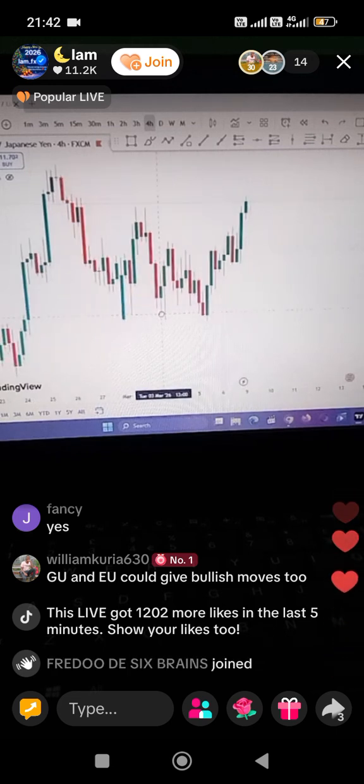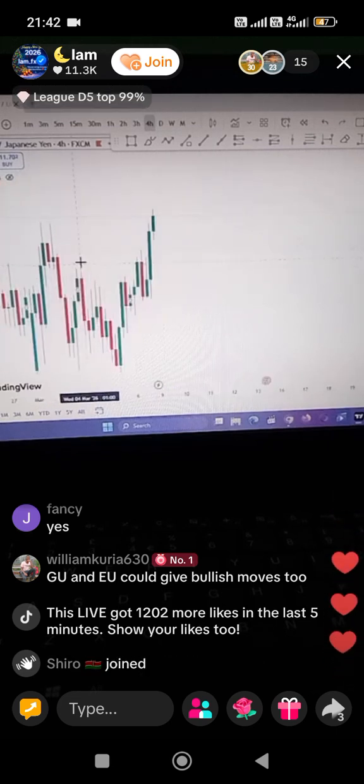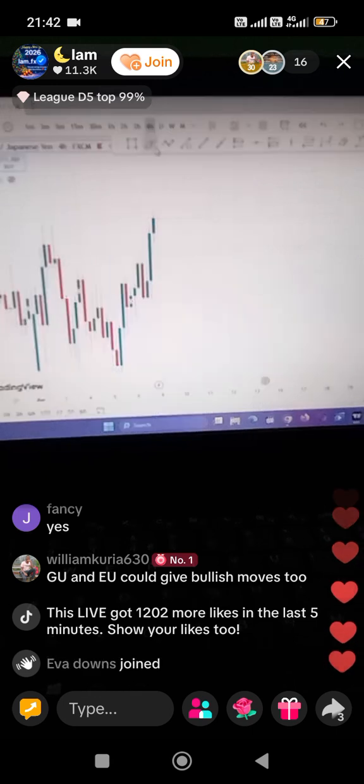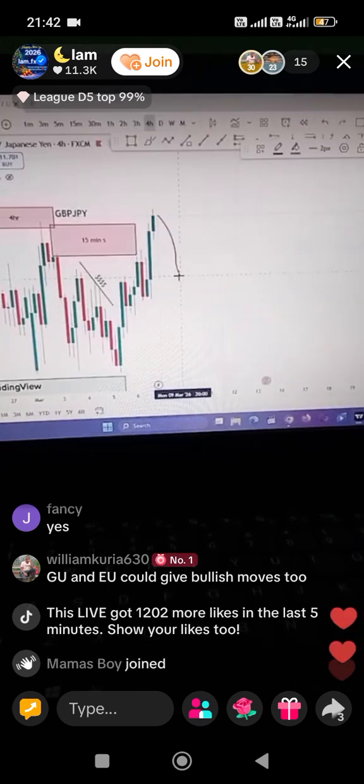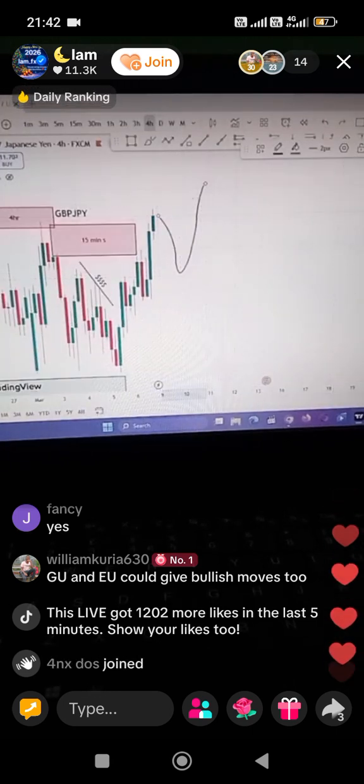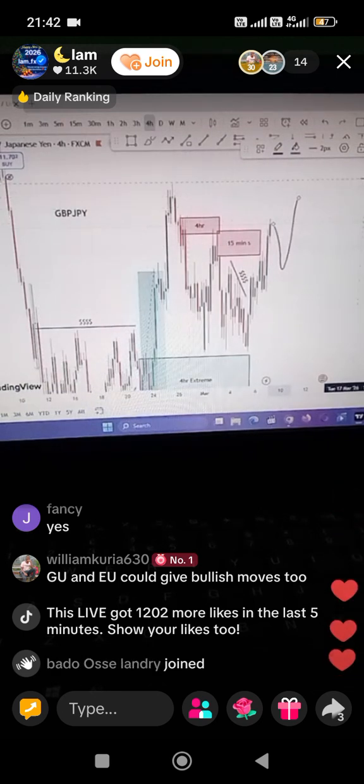Nishamaliza wadau. It's that simple on GBP JPY. It's either you wait for price to pull back, you join the buyers, or you wait for price to take these zones out.